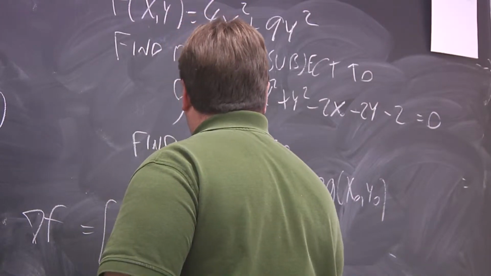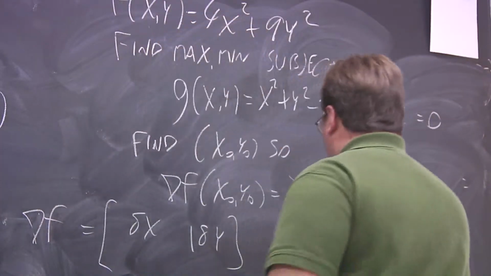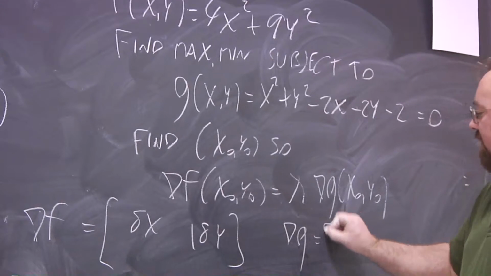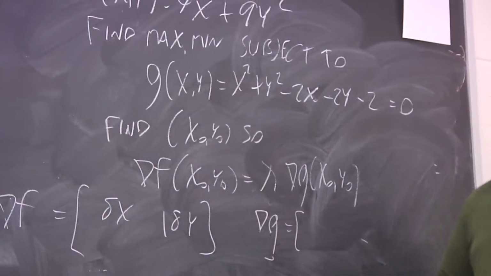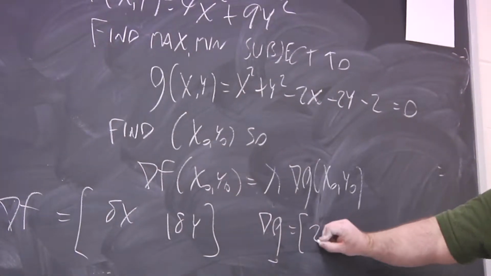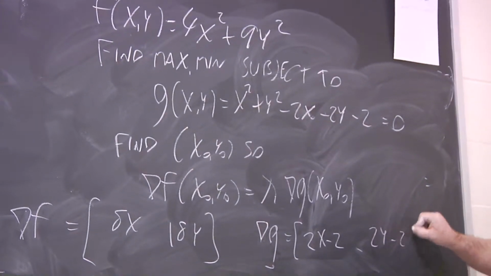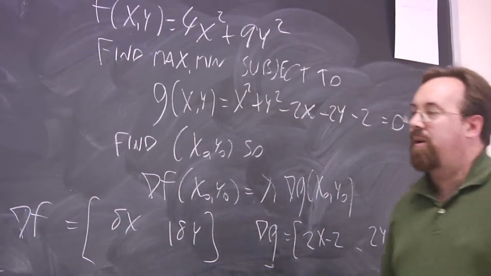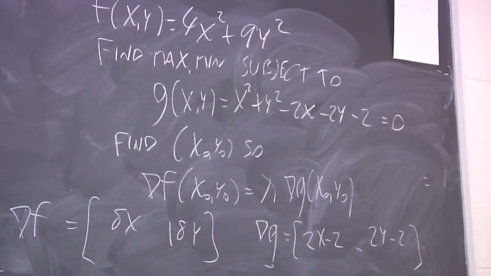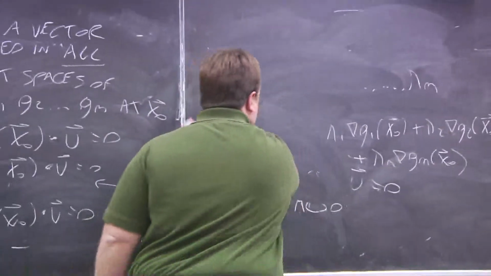18y. And the gradient of g. Okay, so now this gives us a system of equations to solve, to find this point x naught, y naught, if it exists.